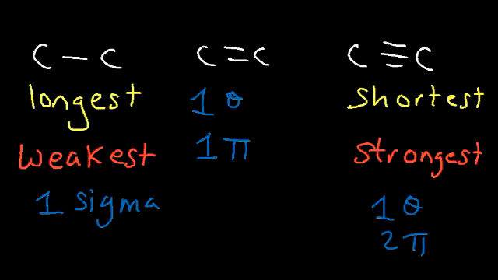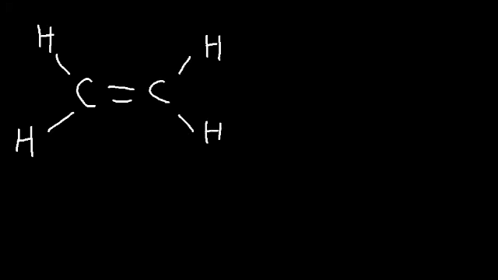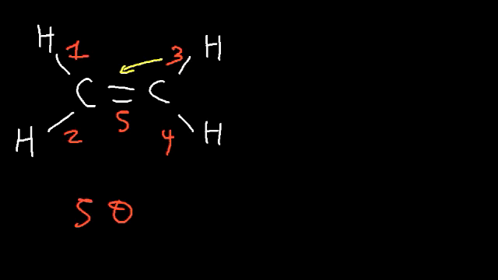So, in this molecule, how many sigma and pi bonds are there? Let's count the sigma bonds. This is 1, 2, 3, 4. There's 5 sigma bonds. And because we have a double bond, there's at least 1 pi bond.